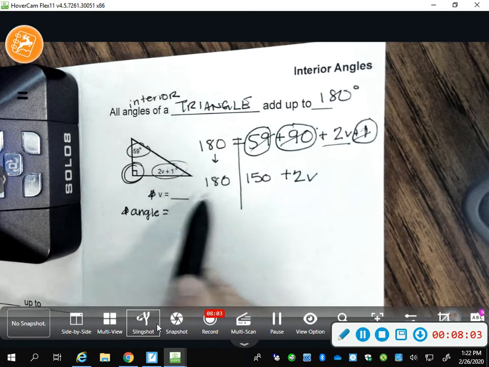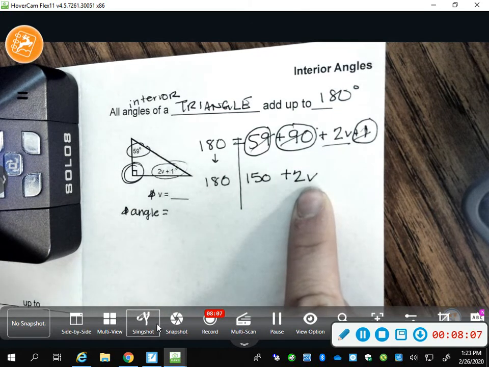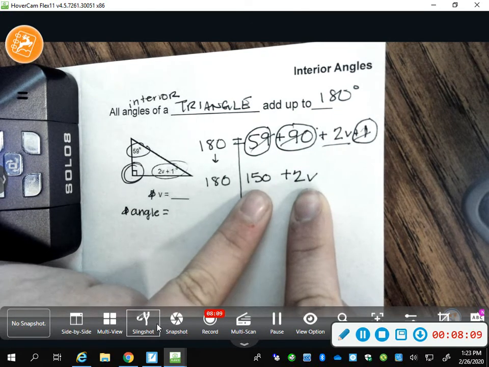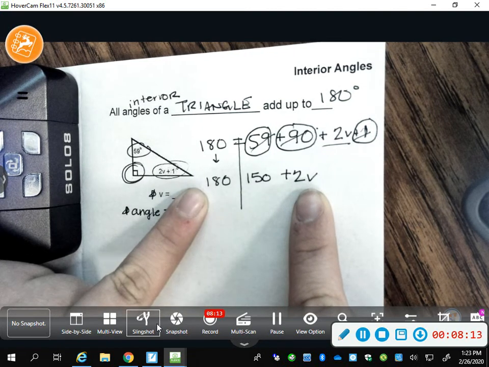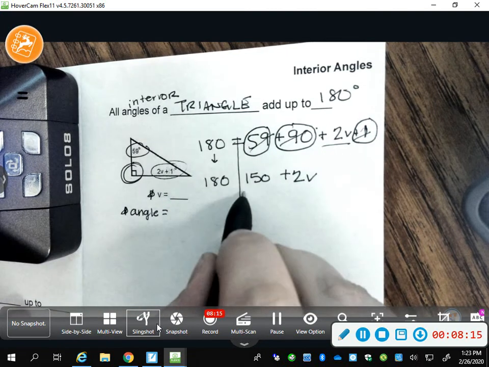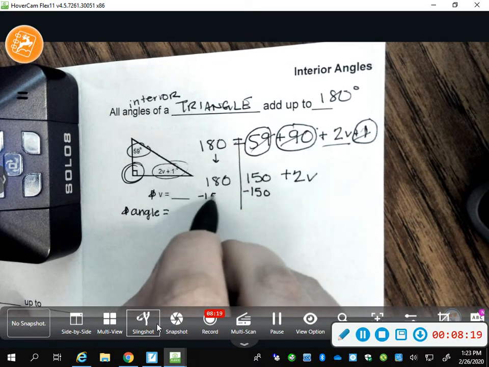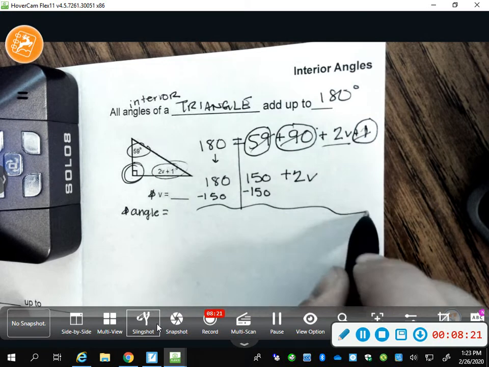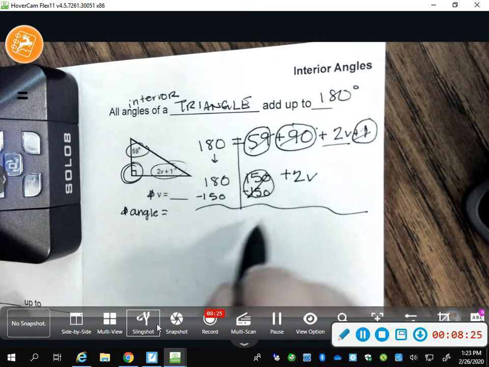You want to get all of the V's on one side of the equation. They're already all on the right. So I want to move all of the plain normal numbers to the left, which means 150 has to go over to the left. To move 150 to the left, we'll subtract it from both sides. That helps us because on the right side, the 150's make 0, and I'm left with just 2V.